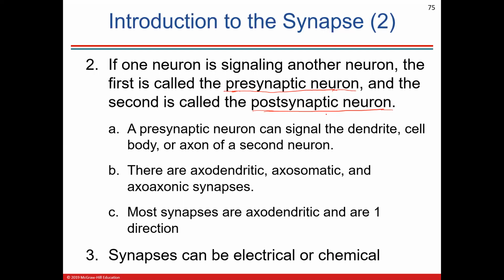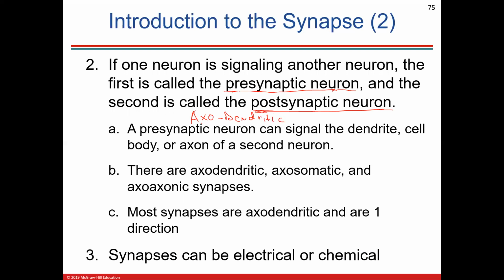And I'm just going to make a blanket statement that most of the time, the postsynaptic neuron membrane is a dendrite, or the membrane of the dendrite part of the neuron. It could be a cell body. It could be an axon. But let's keep it simple, where it's an axodendritic synapse.